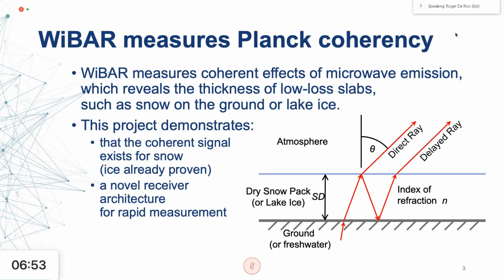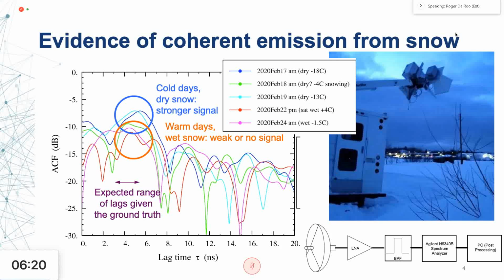And that produces both coherent construction at some wavelengths and destructive interference at other wavelengths. And it also has a very characteristic time lag, which reveals how thick the snowpack is. What we're demonstrating with this is we know that the signal exists for lake ice. We're looking at the much more subtle signal for snow. And we're also looking at a novel receiver architecture that actually enables much more rapid measurement than what we're currently doing. Next, please.